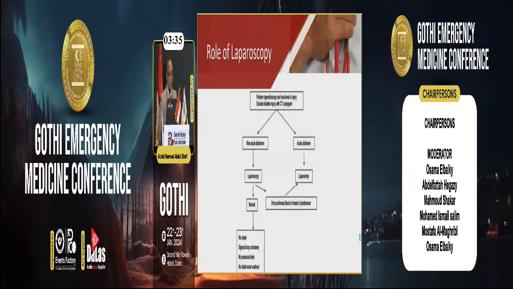If during laparoscopy we find intraperitoneal blood or breach of the peritoneum, convert to laparotomy. If it is normal, no suture repair, no presacral drainage, no distal rectal washout, only sigmoid colostomy.